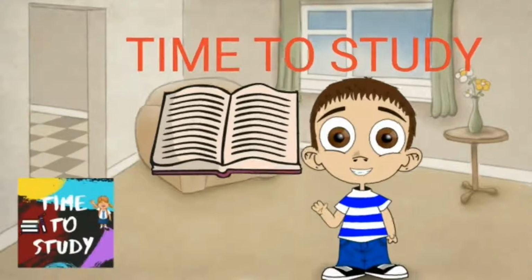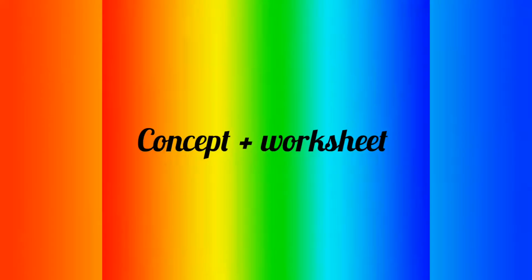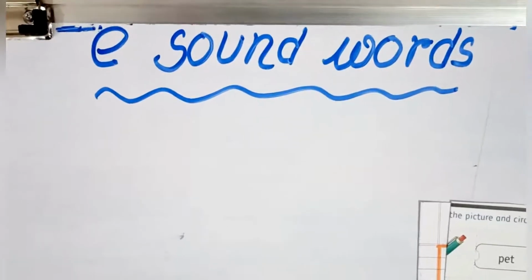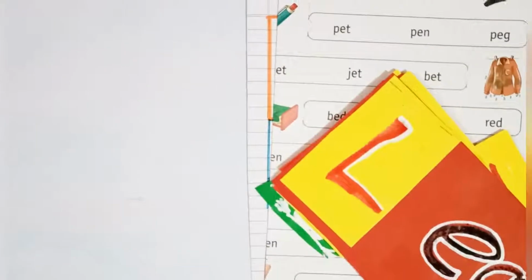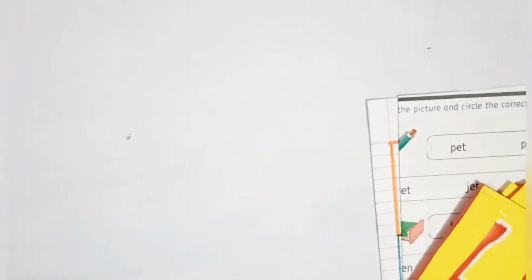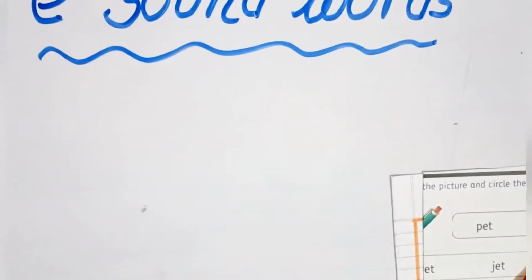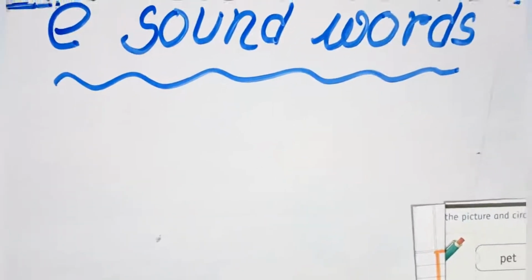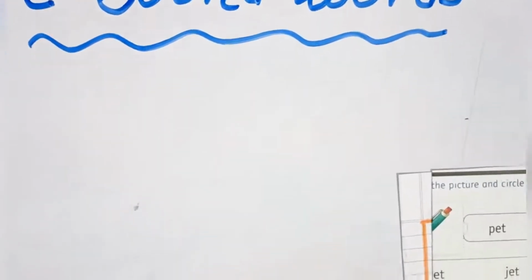Time to study. Hello children, first we learn the concept and then solve a worksheet. Today we are learning e-sound words. E-sound, three letter words. How you will read three letter e-sound words, that I will tell you in an easy way. First, you need to understand.